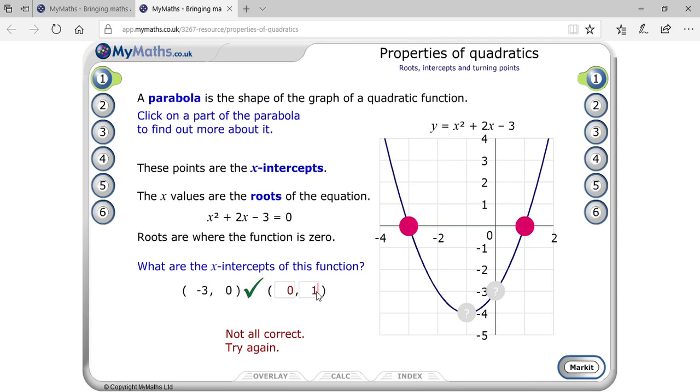Wait, it will be 1 comma 0, not 0 comma 1. You are moving on the x-axis but not on the y-axis. That's why these points will be minus 3, 0 and 1, 0. Then you will mark it. Yes, that's right. Understand? Give me what information is coming here.